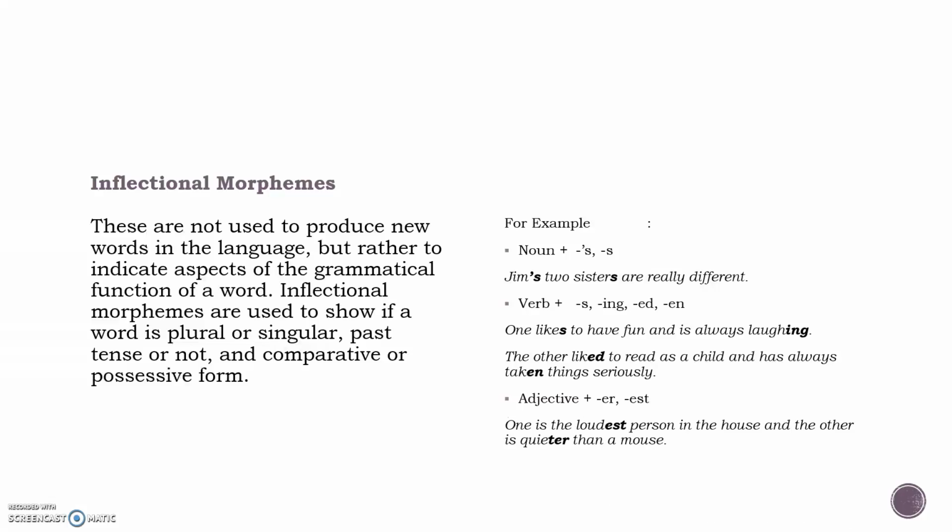And the adjective plus -er and -est. In the sentence, "One is the loudest person in the house and the other is quieter than a mouse." There are two inflections attached to the adjectives. -er to show comparative and -est to show superlative.